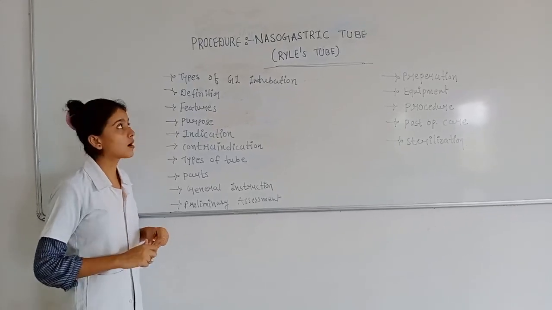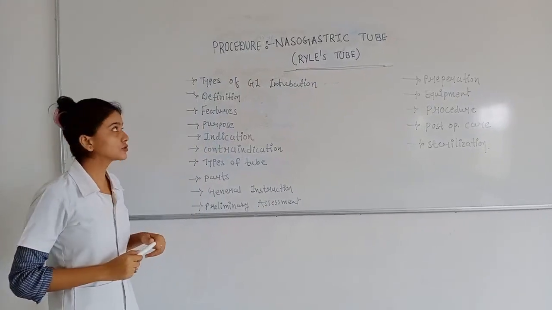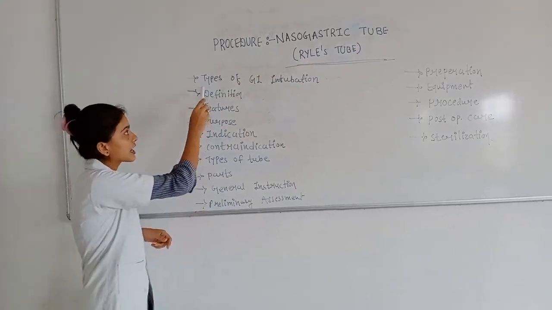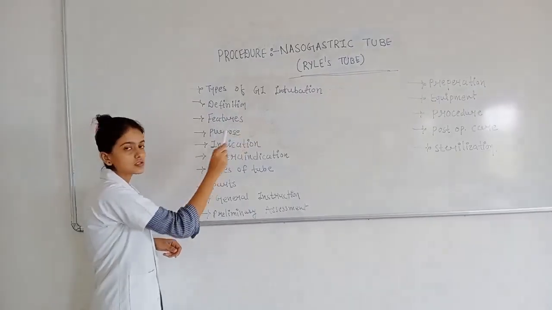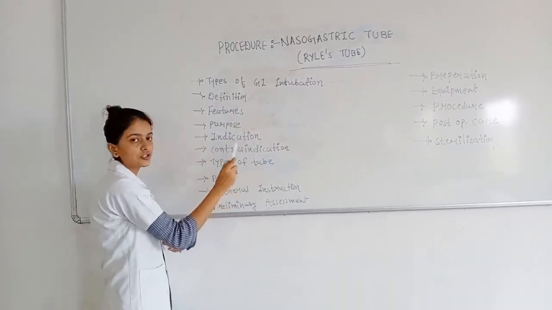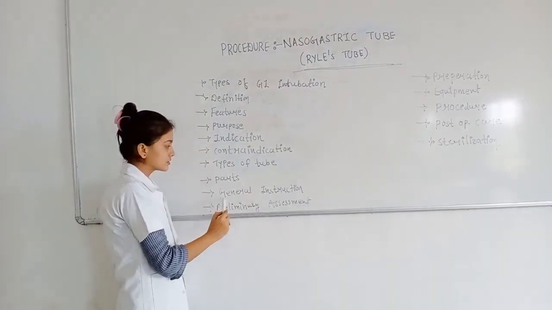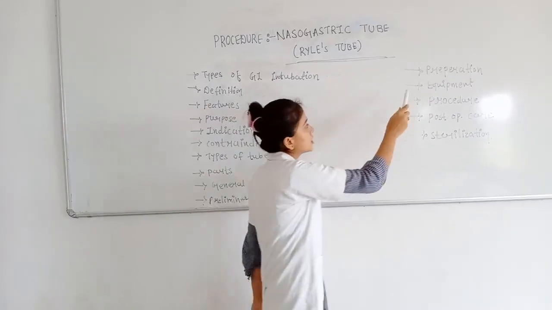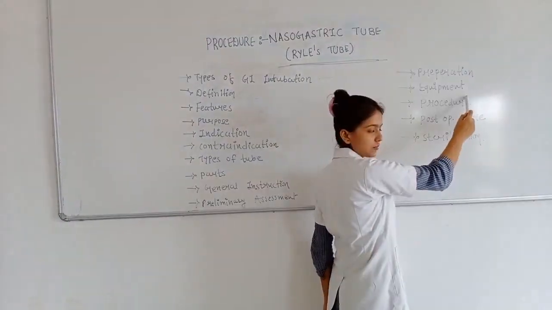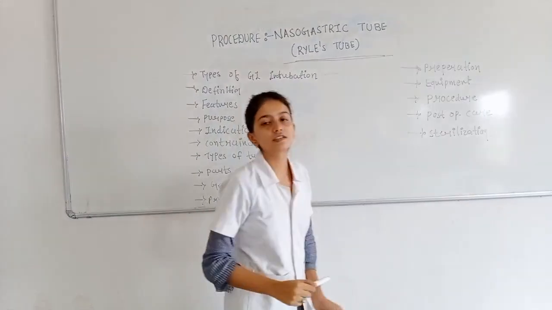Today we discuss the procedure of the nasogastric tube, also called Ryle's tube. It includes types of GI intubation, definition, features, purpose, indication, contraindication, types of tube, parts, general instruction, preliminary assessment, preparation, equipment, procedure, post-operative care and sterilization.